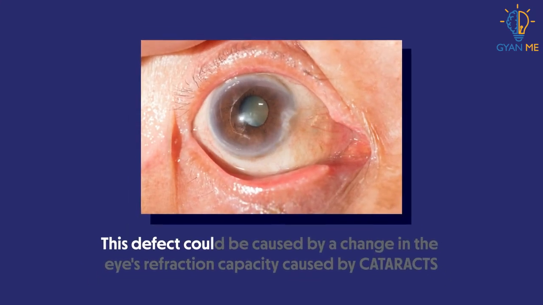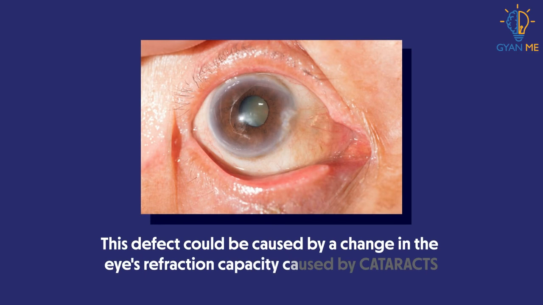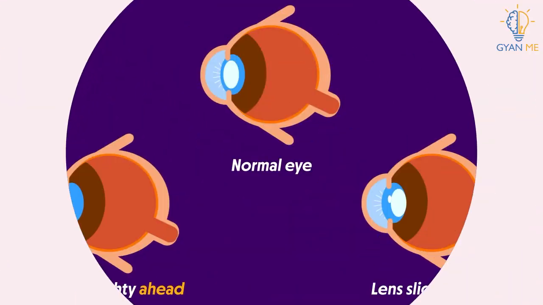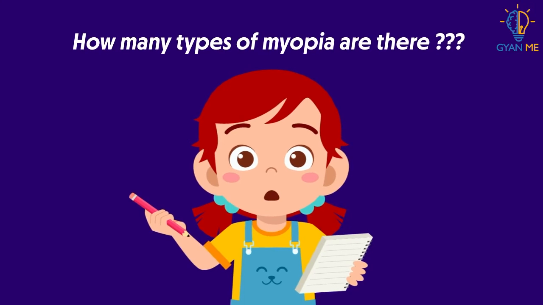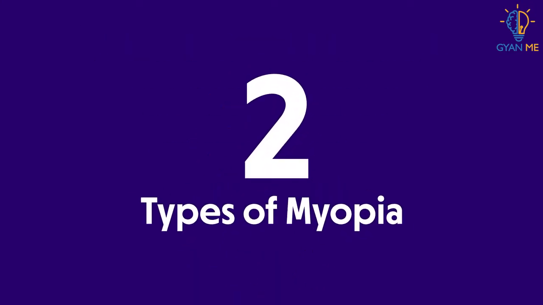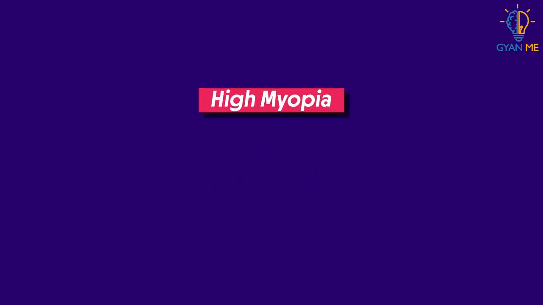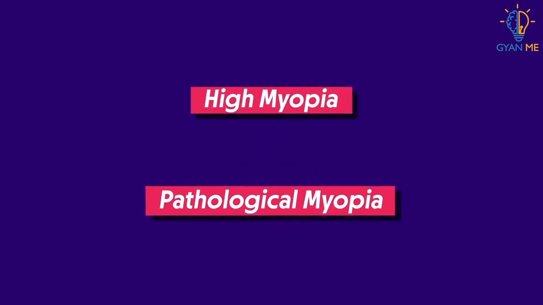Myopia can also be caused by a change in the eye's refractive capacity, caused by cataract or any other disease. If the lens of the eye moves slightly from its place due to an accident or some other reason, then there is a possibility of myopia. So these are the causes. Now let me ask you one question. How many types of myopia are there? To answer this, there are two types of myopia: high myopia and pathological myopia.